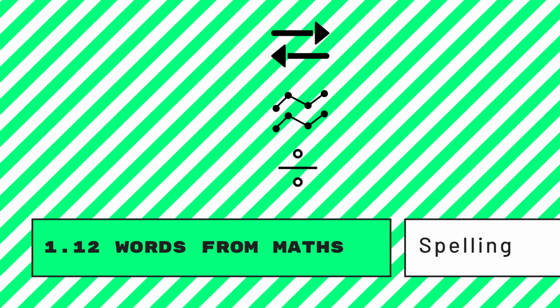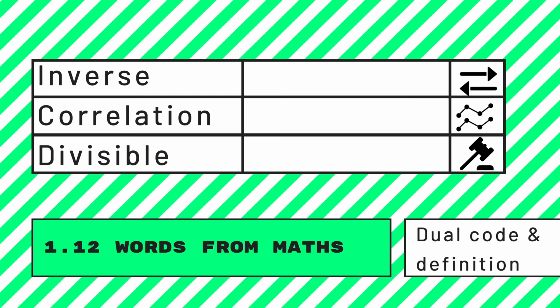Of course, you're always welcome to go over them again if you feel like any of them are still confusing you. And your final task is just to write out the correctly spelled word with your own definition of it, along with the dual code.